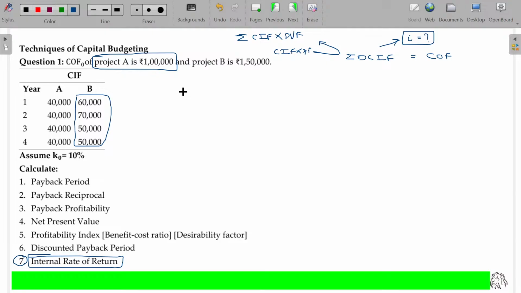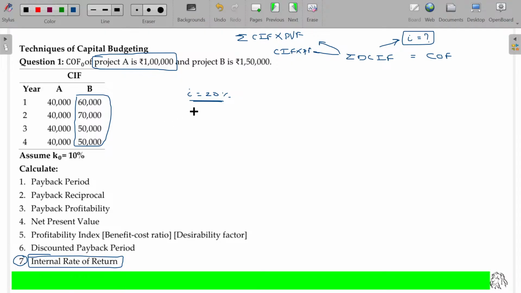Now I may consider 20 percentage again. In case of this one, I'll start with 20% as usual, 20 percentage and 22 percentage. I'll use the same one here also. If I choose the IRR being 20 percentage. Clear?